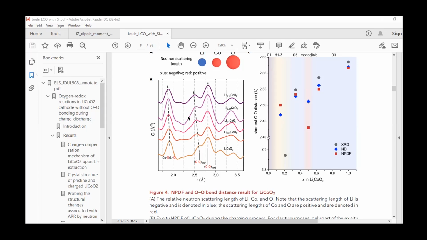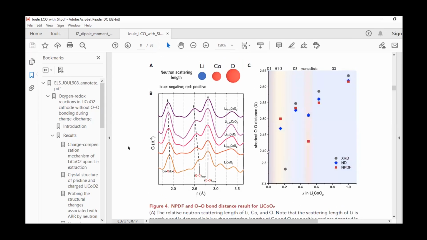Then how do we probe it? If we use X-ray, this is very small, cobalt is very large, oxygen is also small, right? But for neutron, oxygen has a very large scattering length. So that makes oxygen the dominant scatterer in some systems. For example, in lithium cobalt oxide, the oxygen is the dominant scatterer.